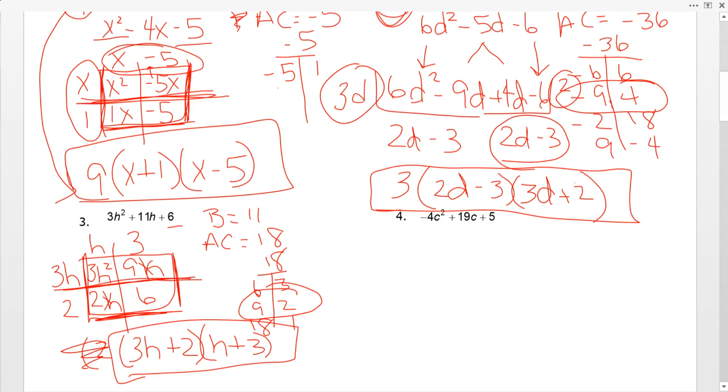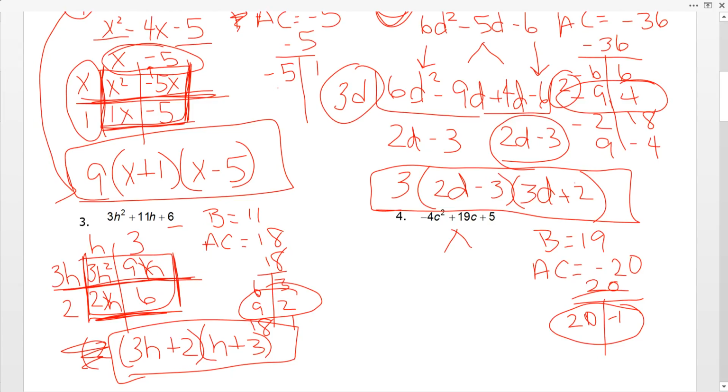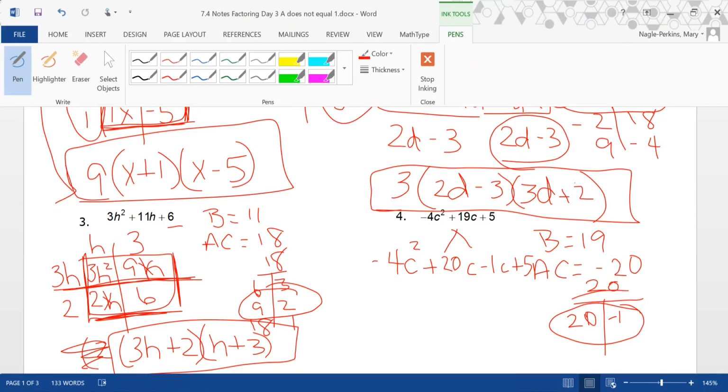Okay, number 4 also does not have a common factor. So my sum is 19. My product is -20. So it's going to be 20 times -1, because that adds up to 19. So I'm going to have negative 4c squared, and I'm replacing my 19c with plus 20c minus 1c plus 5. I just never end up with a box over there.